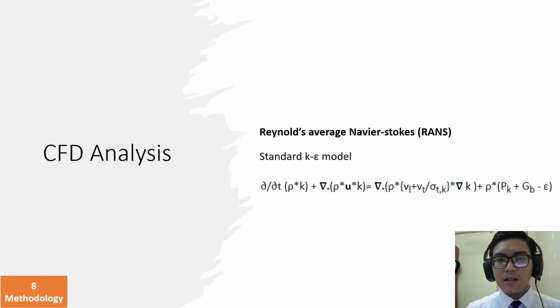Under the RANS method, there are several models to choose from. In this project, standard k-epsilon was chosen because it has good convergence. It is robust and economical, and finally, it is suitable for external flow and complex geometry.